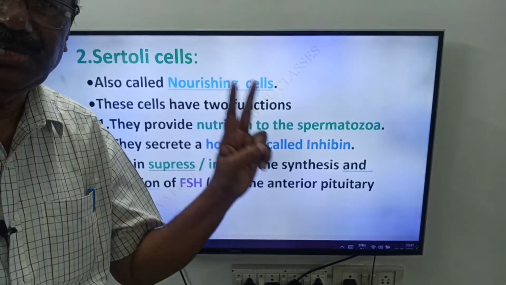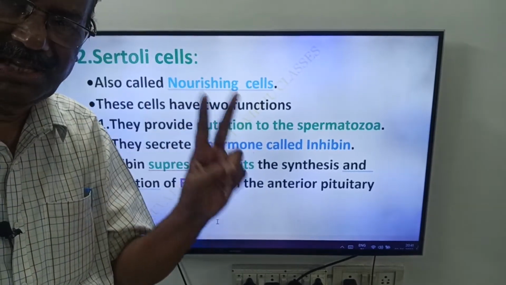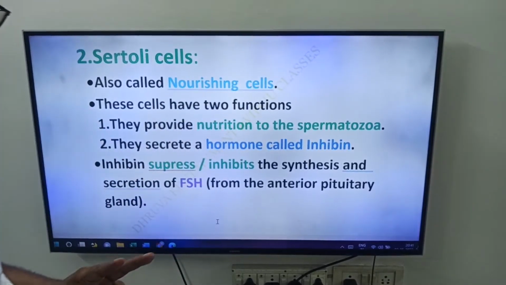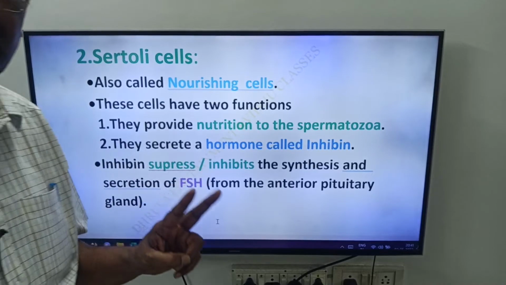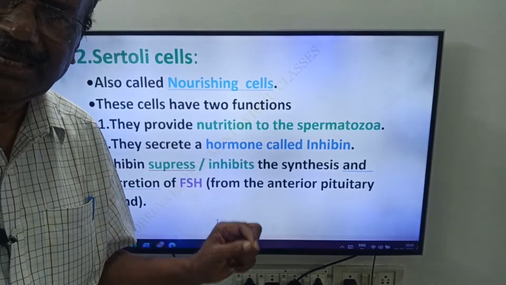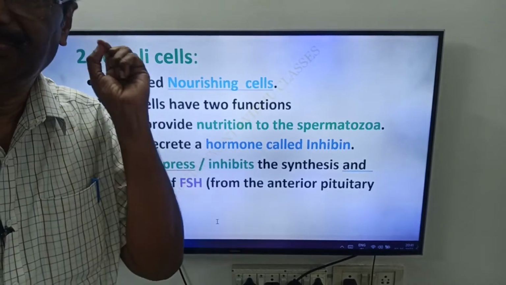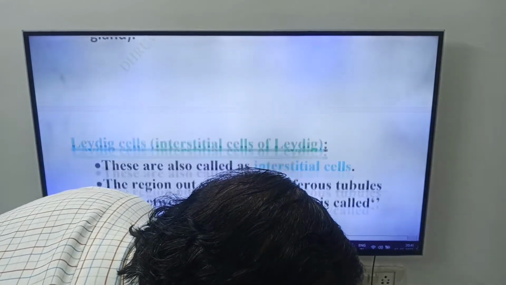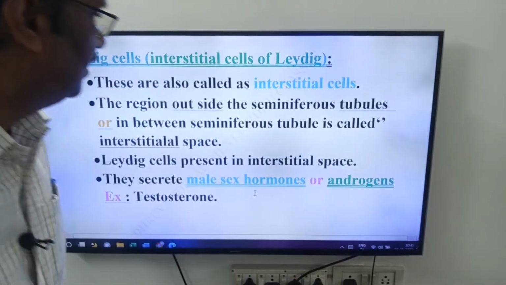So Sertoli cells have two functions. One is they provide food to the sperm cells. Second one is what, friends? They secrete a hormone, that is inhibin. Inhibin inhibits the secretion of FSH. You have to remember it, friends. Okay, friends. Next, we'll go to the Leydig cells.